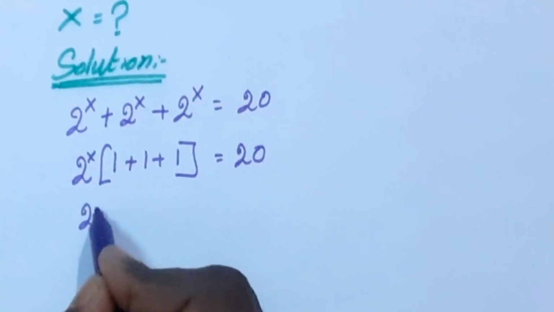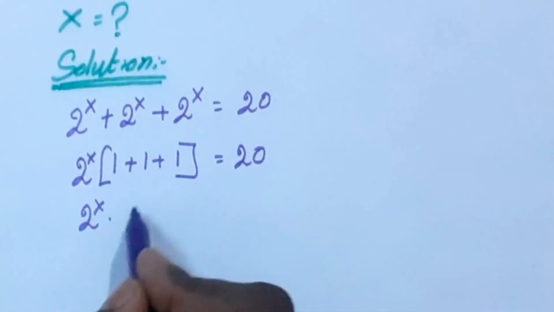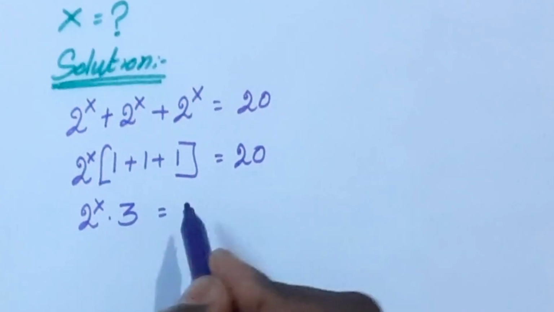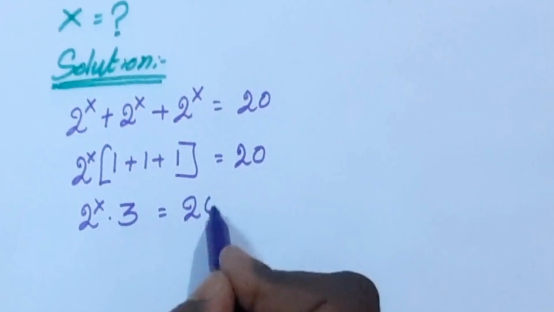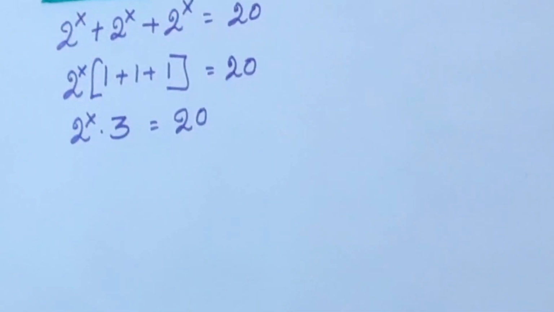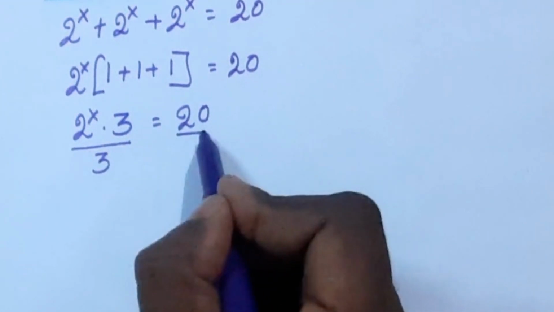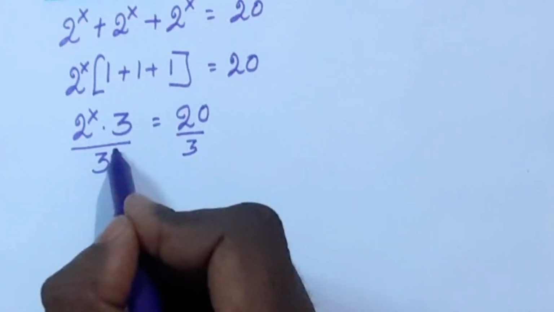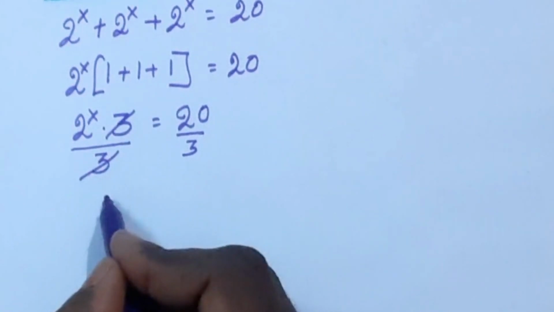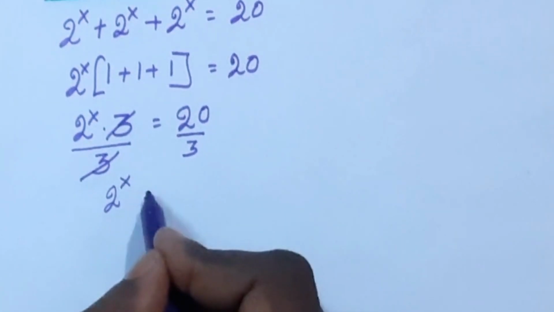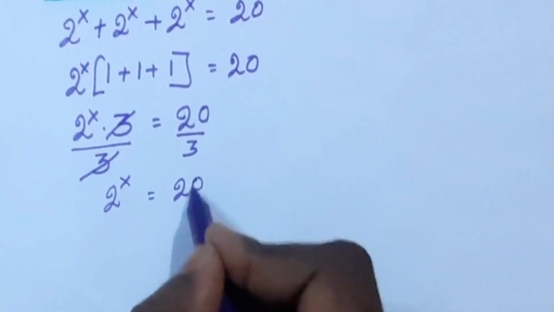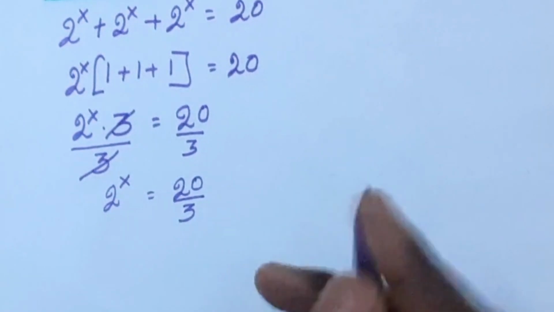Now 2 power x times this is 3 equal to 20. Now we are going to divide by 3 on both sides. 3 here, 3 here. Now this 3 cancels this. So we have 2 power x equal to 20 by 3.